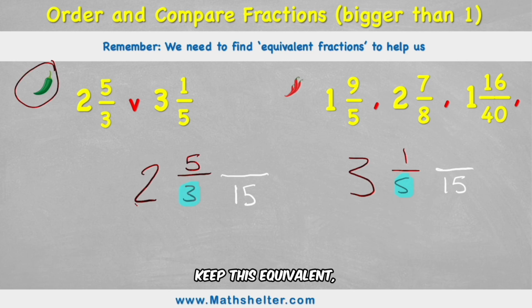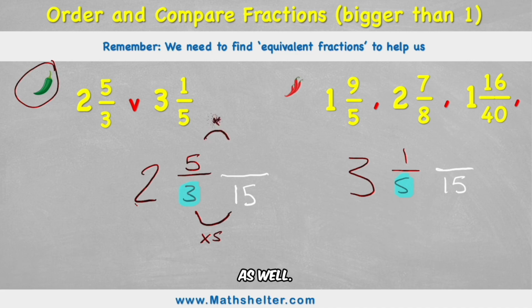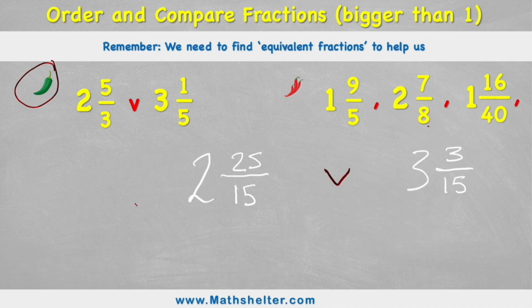So to keep this equivalent, how did I get from 3 to 15? Well, I multiplied by 5. Therefore, I need to do that to the numerator as well. So 5 times 5 is 25. And then how did I get from 5 to 15? Well, I multiplied by 3. Therefore, I need to multiply my 1 times 3, giving me 3/15. So now my new equivalent fractions that I'm comparing are 2 and 25/15 and 3 and 3/15.